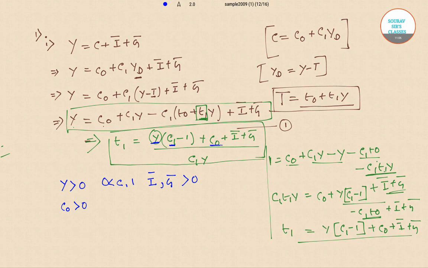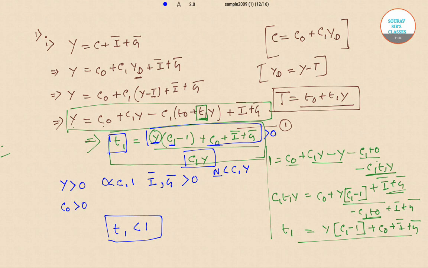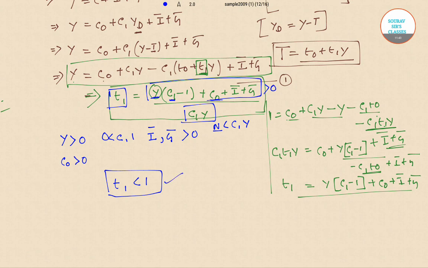So it is quite evident the numerator, which is this, is greater than 0, but it is always less than C1Y. So from this we can conclude the value of small t1 is less than 1. So this is how we have found the value of small t1.